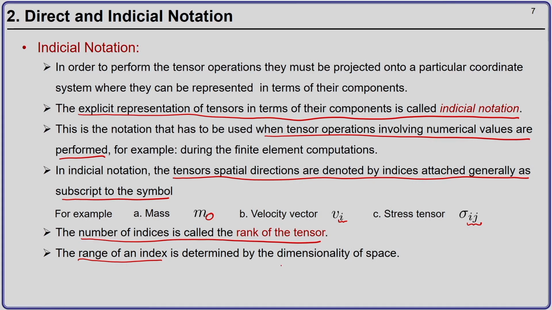That will depend on the dimensionality of the space. For example, in 3D, i will take values from 1 to 3. Similarly, in 3D for the stress tensor both i and j will take values 1 to 3. So, the stress tensor in 3D will have a total of 9 components, sigma 1 1, sigma 2 2, sigma 3 3, all the way up to sigma 3 2, like this. There will be a total of 9 components.